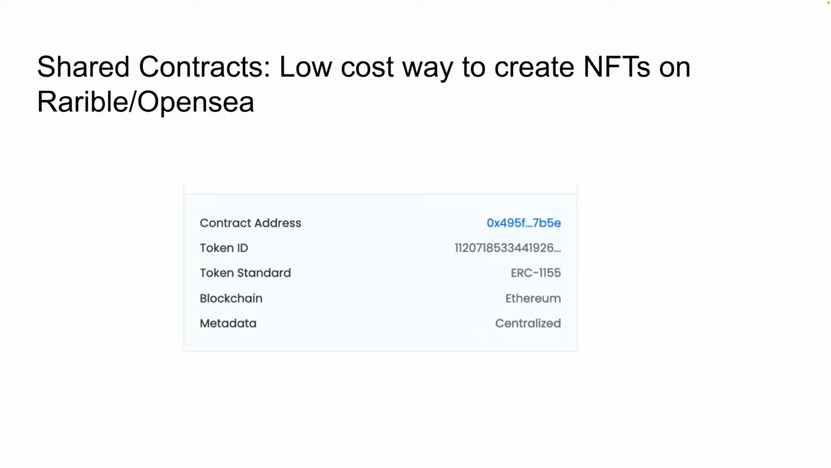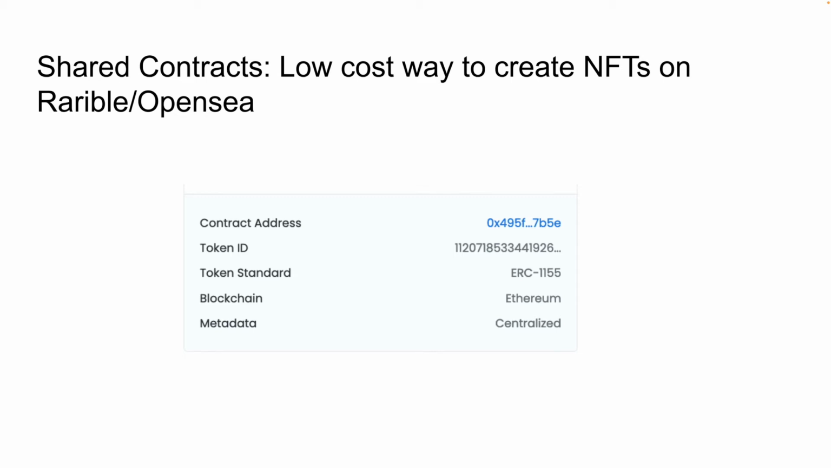So the other thing that we should probably touch on is something called shared contracts, right? What is a shared contract? Now, platforms like OpenSea and Rarible make it really easy for you to start minting NFTs and start selling NFTs. And this is enabled because they let you use an existing contract that they have already deployed, and then you just mint your NFTs and start selling under that contract.